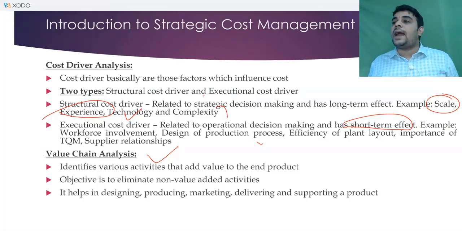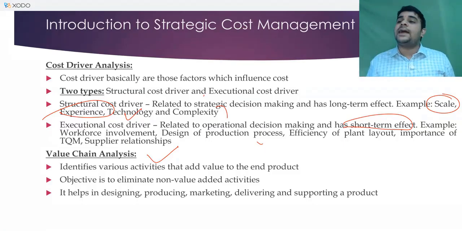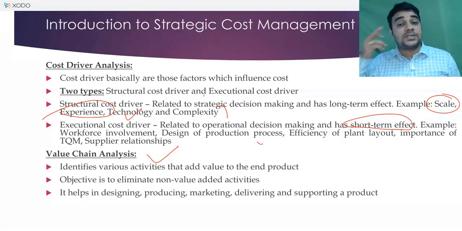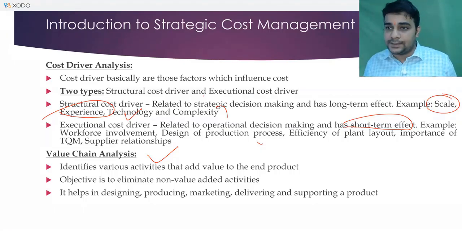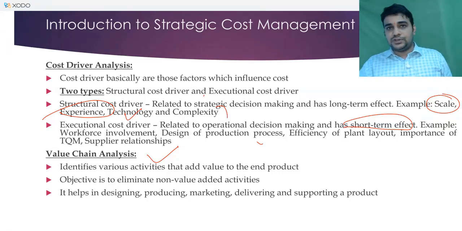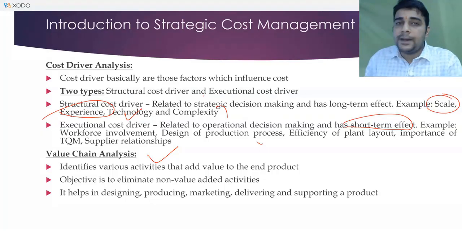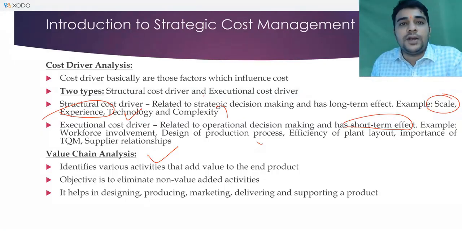Certain activities may not add value to the end customer, but still you will have to do them. For example, filing income tax returns. A company filing an income tax return doesn't add value to the end customer mostly. Indirectly it can add value, because if you don't file income tax returns, you may have to move out of the business, so your customer cannot reach you. So certain activities may still have to be done by the organization, but the objective is to eliminate non-value added activities, something which does not add any value to the end customer.